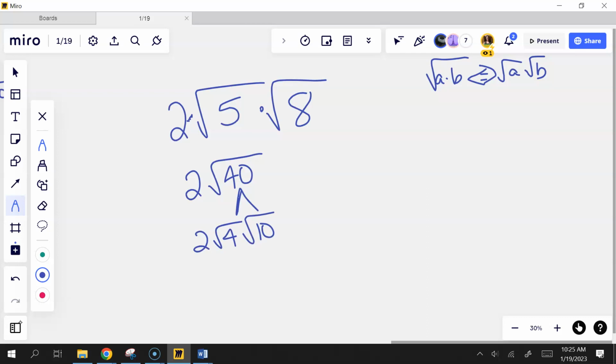Well, what's the square root of 4? 2. And this is all being multiplied, right? So 2 times 2 times the square root of 10, which is 4 times the square root of 10. Can I divide that anymore by any other perfect square? That's how I know I'm done.